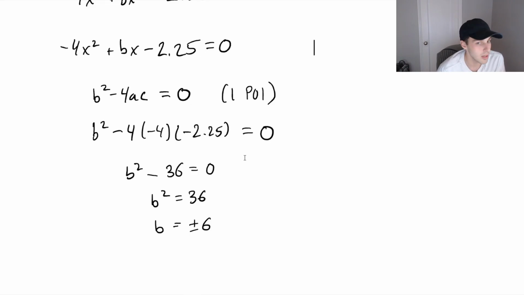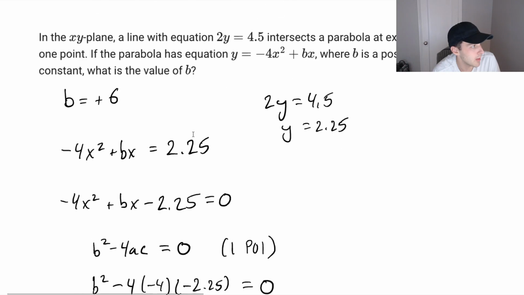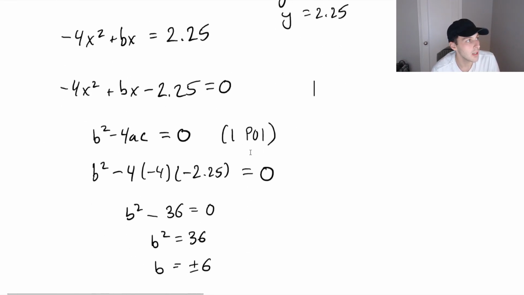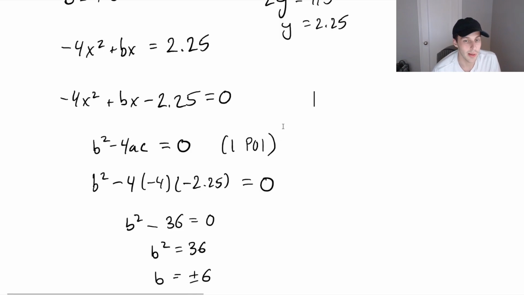B is equal to positive 6. So yeah, if you have access to Desmos, I'd recommend doing it that way. It's a lot faster, but it's definitely great practice to do it this way as well, especially if you don't have access to it on a test.